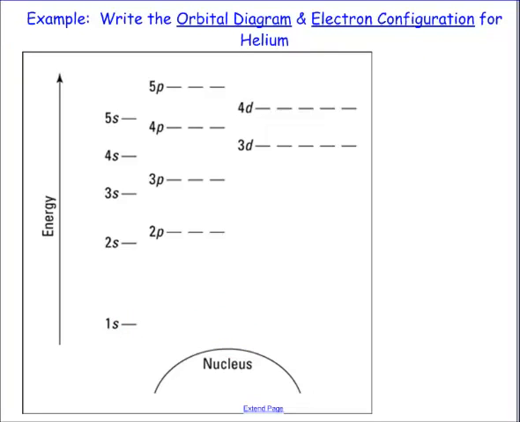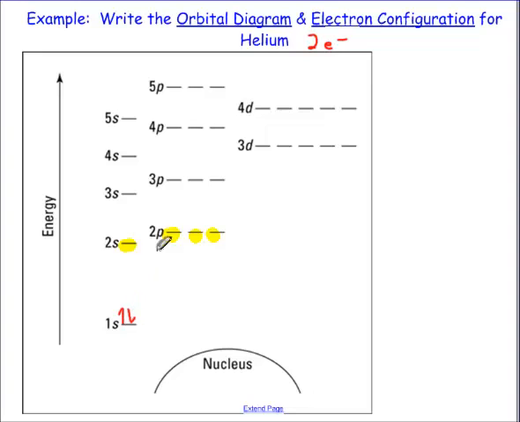We're going to do the same thing for helium, the orbital diagram and the electron configuration. Helium has atomic number 2, so it has 2 electrons. We're going to figure out where those 2 electrons are. Start in the lowest energy level possible. I put 1, and then I put 2. And then that energy level is full. Remember, each of these suborbitals, these sublevels, can hold 2 electrons, each with opposite spin.